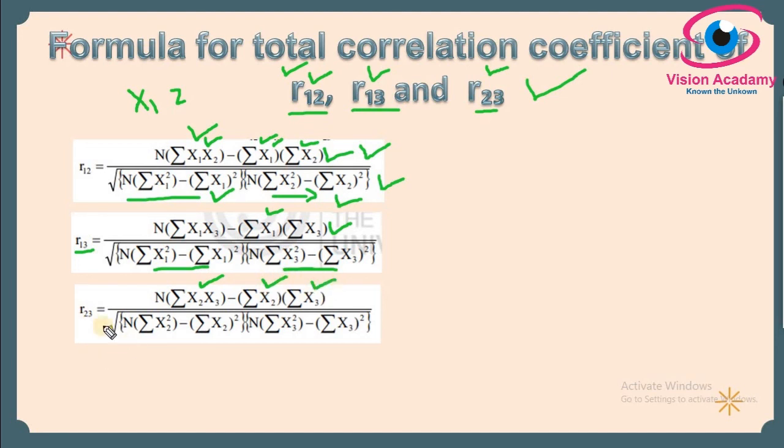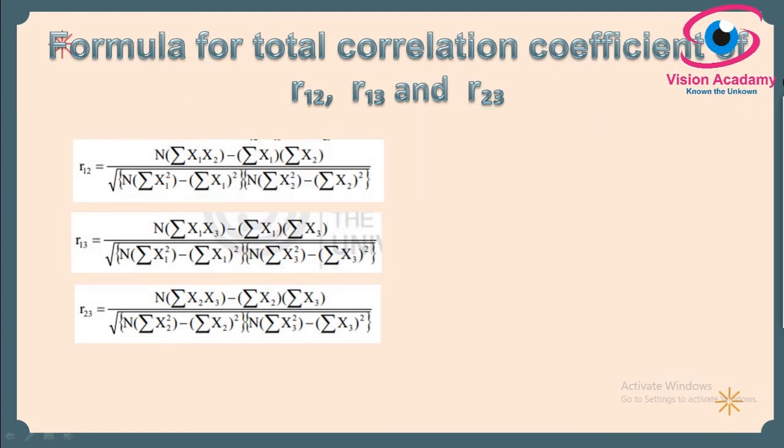In the denominator, firstly two pieces of information, that is n summation x2 square minus summation x2 whole square, and this will be repeated because here also we are using n summation x3 square minus summation x3 whole square. So basically these three pieces of information are necessary to apply the total correlation coefficients R12, R13 and R23. So we have finished explaining the formula.